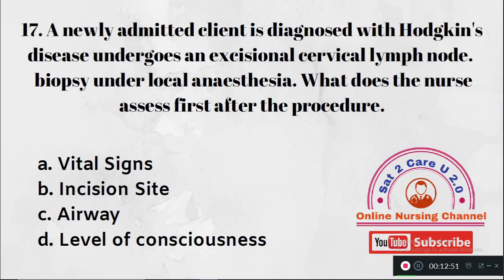Question number 17. A newly admitted client diagnosed with Hodgkin's disease undergoes an excisional cervical lymph node biopsy under local anesthesia. What does the nurse assess first after the procedure? The nurse must assess which of the following. Option A, vital signs. B, incision site. C, airway. And D is level of consciousness. So the priority goes to airway assessment.